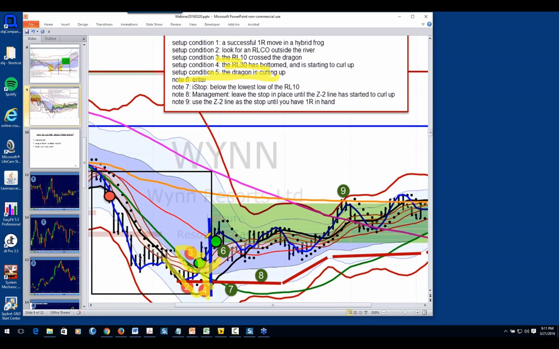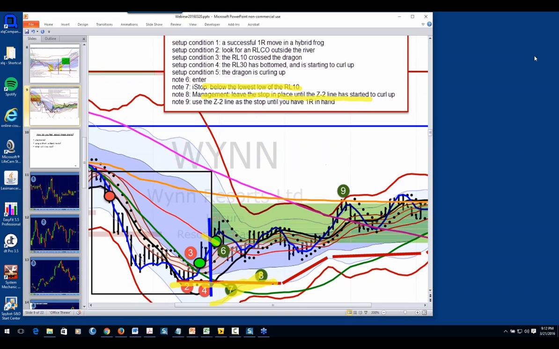Number 6, just enter. What's the specific pattern? Just enter. Put your stop down below the RL10. Leave that stop in place until the Z2 line has started to curl up. Here's where it starts to curl up. That's number 8.